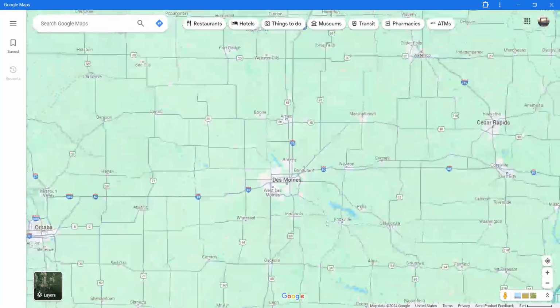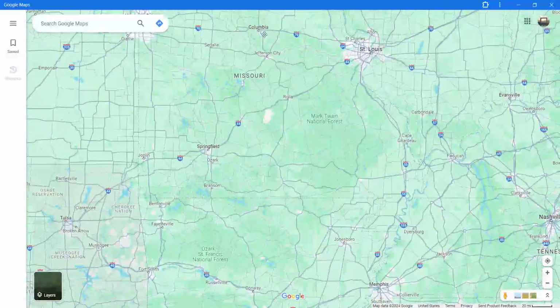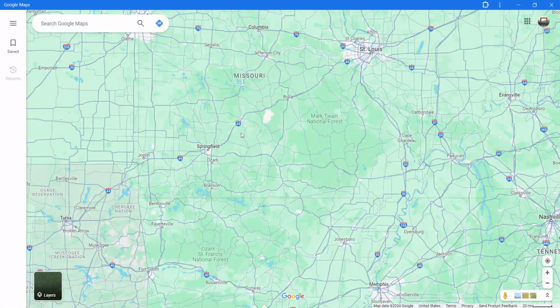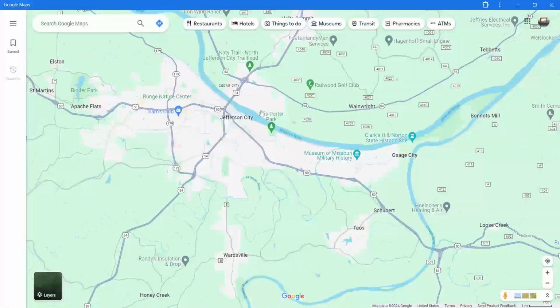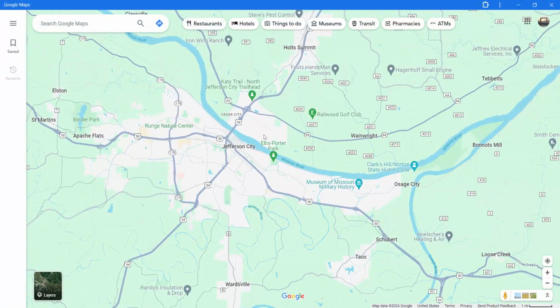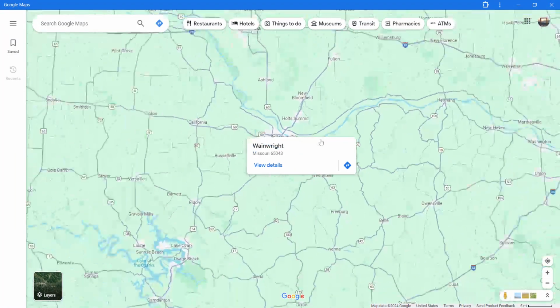Then we find the state of Missouri, and we go to its capital, which is Jefferson City. Jefferson City, Missouri is the capital of Missouri.